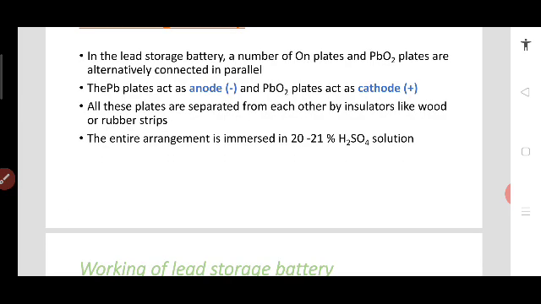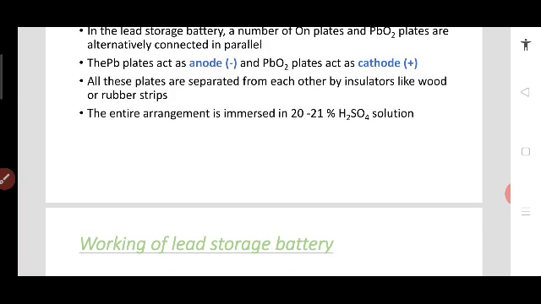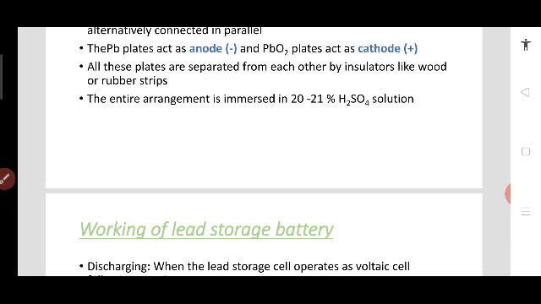However, in the recharging process, the Pb plates act as cathodes and the PbO2 plates act as anodes. All these plates are separated from each other by insulators like wood and rubber strips. The entire arrangement is immersed in a 20 to 21 percent H2SO4 solution.